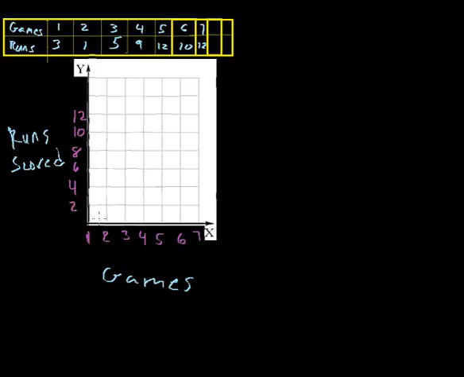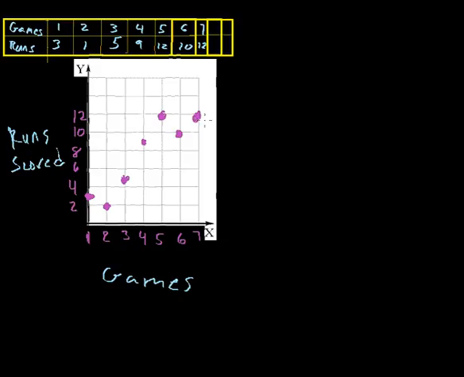Cool. So now it's time to label these points. So on game 1, only 3 runs were scored. So I'll label right here. And at game 2, it looks like there was 1. So looks like we went down. But then in game 3, hey, there are 5. So I'm just labeling all these points here. Game 4, we had 9. Game 5, there are 12. Game 6, there are 10. Game 7, there are 12 again.